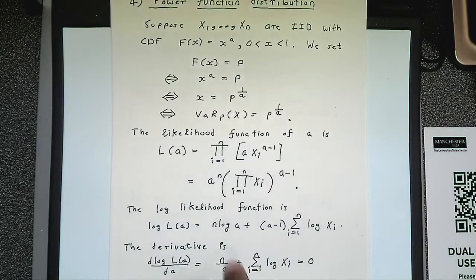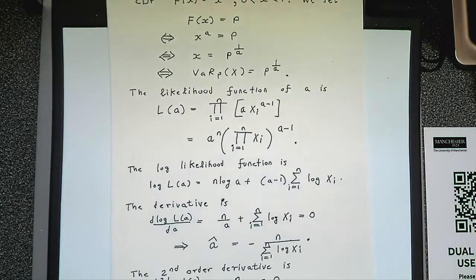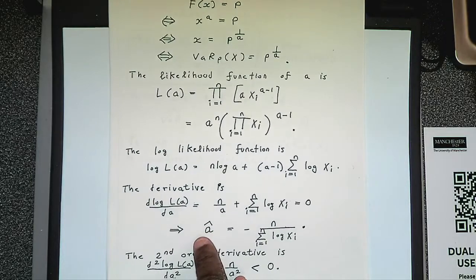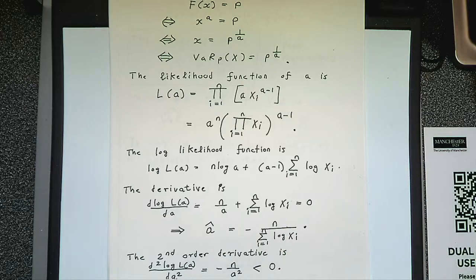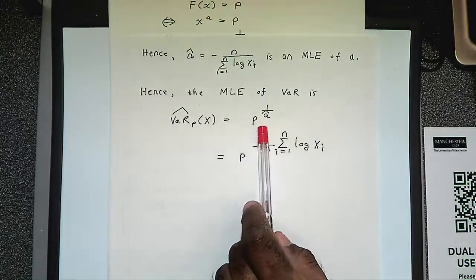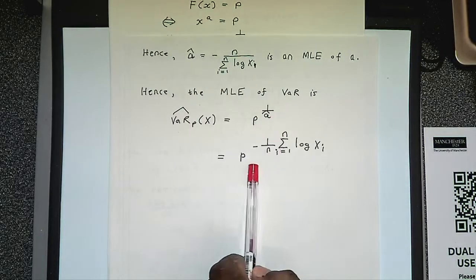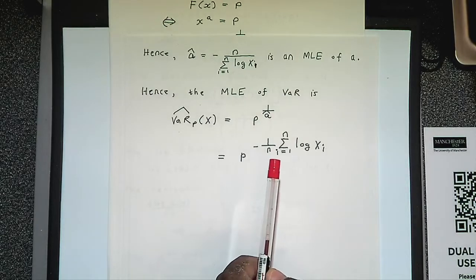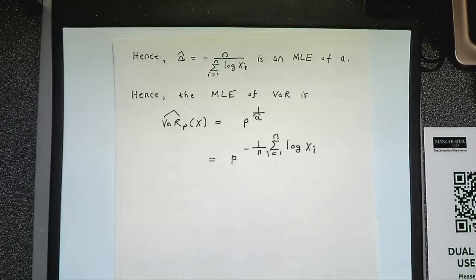And it can be shown by the method of maximum likelihood that the estimator for A, the only parameter, is given by this. And the second derivative is negative, so this is indeed an MLE for A. And hence the MLE for VaR is given by P to the power 1 over A hat, which is this. So that's the fourth of the parametric methods.